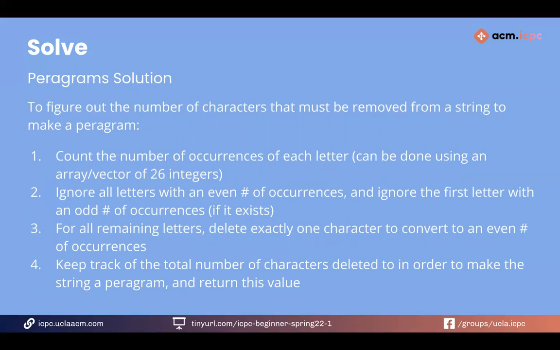So more literally, what we're going to do to solve this problem is count the number of occurrences of each letter. This can be done using an array of 26 integers, where each index in the array represents a different letter in the alphabet. You ignore all the letters which have an even number of occurrences, and ignore the first letter with an odd number of occurrences. Then for all the remaining letters, you would delete exactly 1 character from that letter count to create your paragram. If you keep track of the total number of characters that you need to delete in order to make the string a paragram, then you can return that value as your answer.